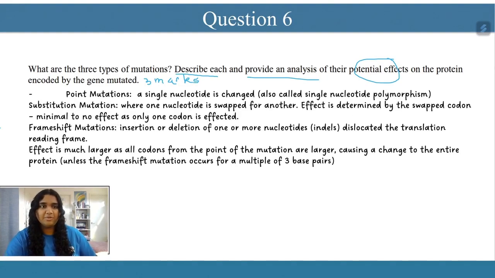Our first type of mutation is called a point mutation. Hold on, let me get up the laser pointer again. Point mutation. This is where a single nucleotide is changed. We can also call this a single nucleotide polymorphism. Point mutations are also called substitution mutations, where one nucleotide is basically swapped for another. The effect of a point or a substitution mutation is determined by the swapped codon.